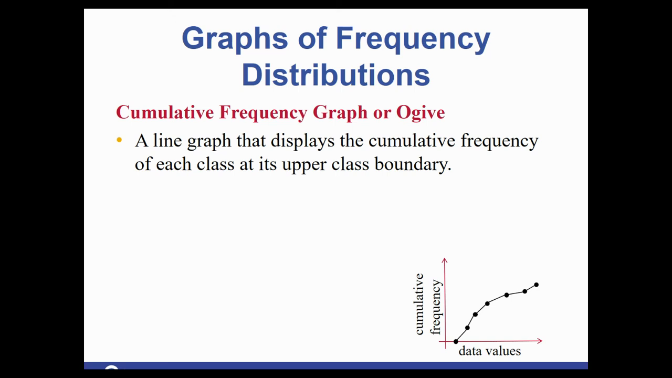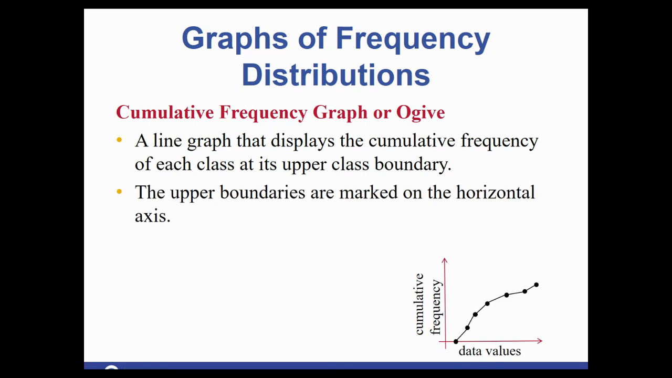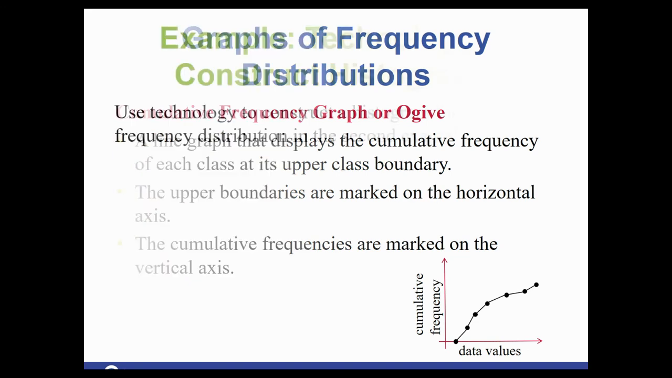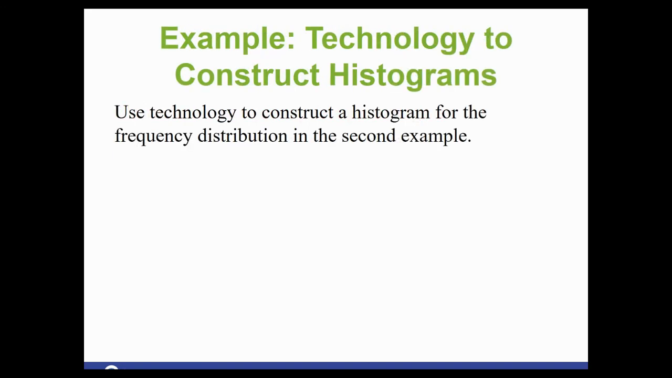So a cumulative frequency graph is a line graph that displays the cumulative frequency of each class at its upper class boundary. The upper boundaries are marked on the horizontal axis, and the cumulative frequencies are marked on the vertical axis. So you might want to create a histogram in order to see perhaps the spread of a data set or the shape of it, whether it would be symmetric or skewed.